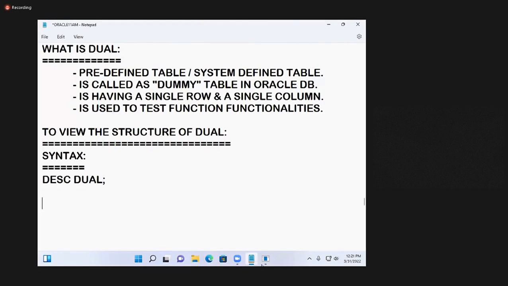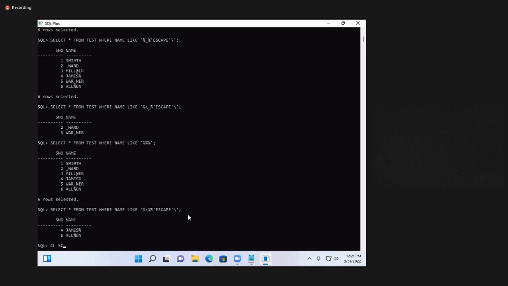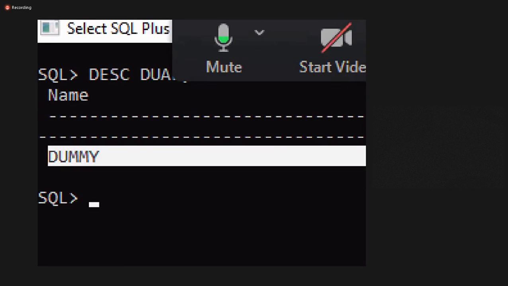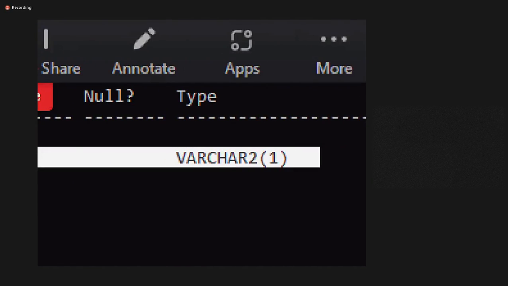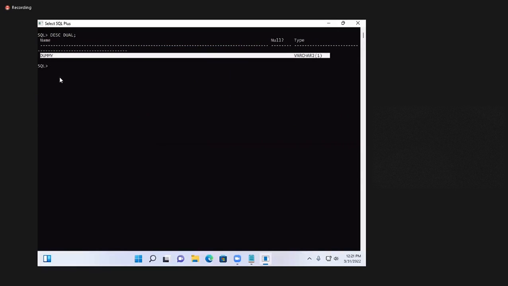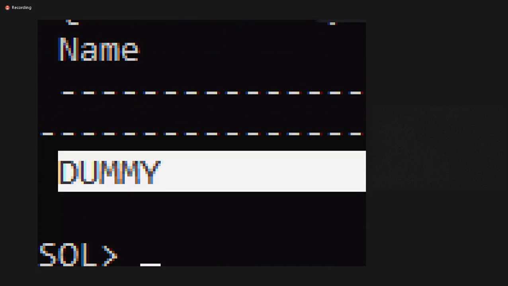Let me come out and come back to my database. Now I just pass here DESC, and I'm passing dual, and see the structure. Now tell me, in this structure, how many columns do we have? Only one column. Yes or no? One column and its data type. And the column name is dummy. That's why it is called a dummy table.